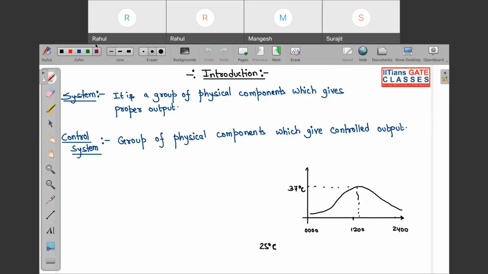So yes, we have finished what? We have finished the digital electronics part. So today we are going to start with what? We are going to start with a new subject, control system.